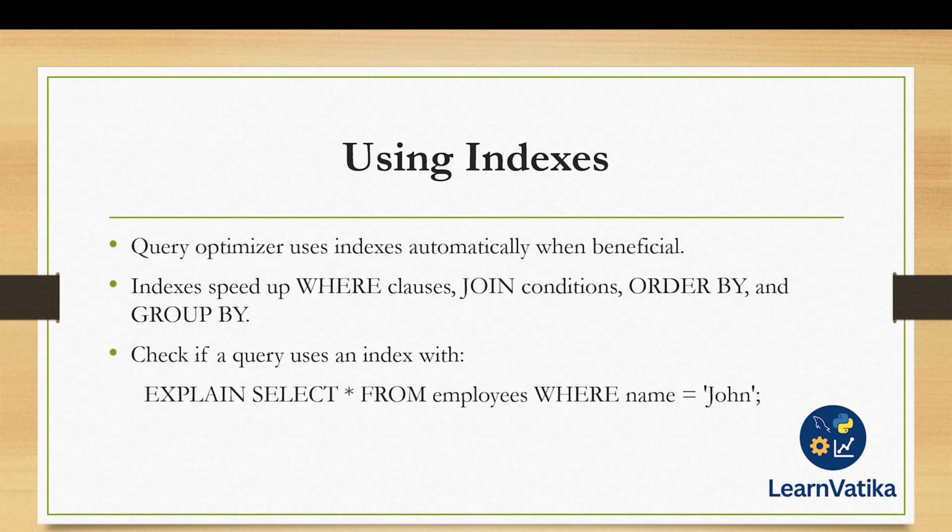Database query optimizers use indexes automatically when beneficial. So we don't need to explicitly ask the database query optimizer to use the index. It will itself decide when to use and when not to, based on the benefits of using the index. Okay. Indexes help speed up the operations in the where clause, join conditions, order by, and group by. You can check if a query uses an index with the help of the explain command, explain keyword.